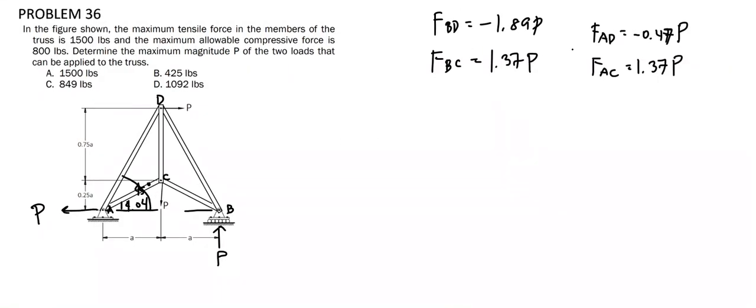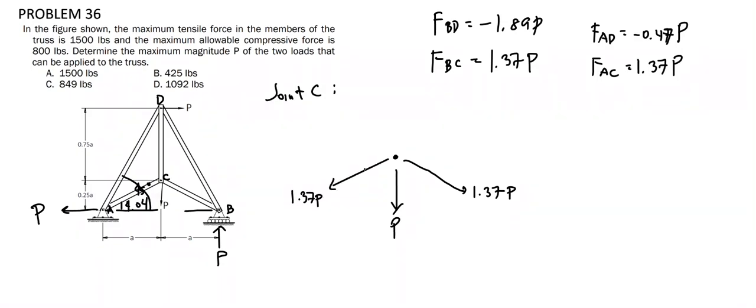Now that we have BD, BC, AD, and AC, what is left for us to solve is force ED. So let's consider joint C. Joint C has a downward force of P and a force of BC equal to 1.37 P, and it is tensile. And then we have another force EC, that is also a tensile force equal to 1.37 P, at an angle of 14.04 degrees. Because if this angle here is equal to 14.04, then by the alternate interior angle theorem, this angle right here must also be equal to 14.04.